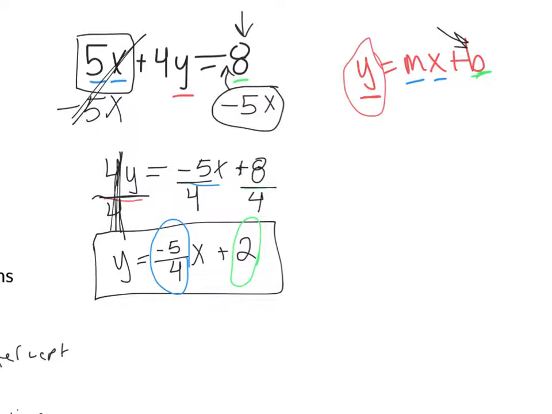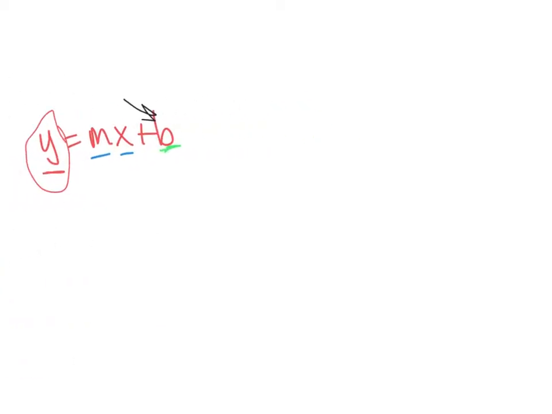Let's try another one of these. Let's get some more space over here, and on this one, we'll do 2x minus 3y equals 7.